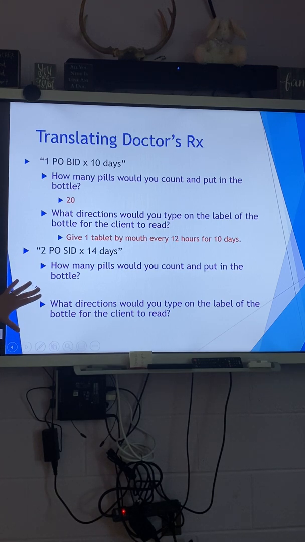So why don't you try to do the next 2? It says 2 PO BID for 14 days. So I'll give you a minute to try that one.